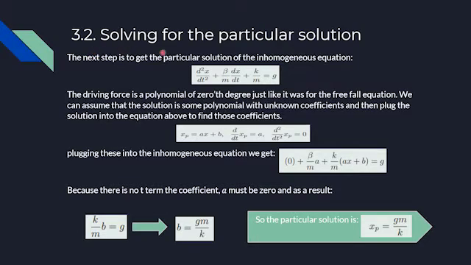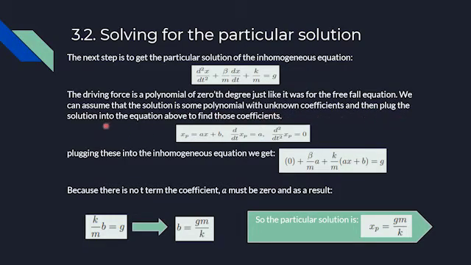Now we solve for the particular solution. The next step is to get the particular solution of the inhomogeneous equation equal to g. The driving force is a polynomial of degree 0, just like it was for the free fall equation. We can assume that the solution is some polynomial with unknown coefficients.